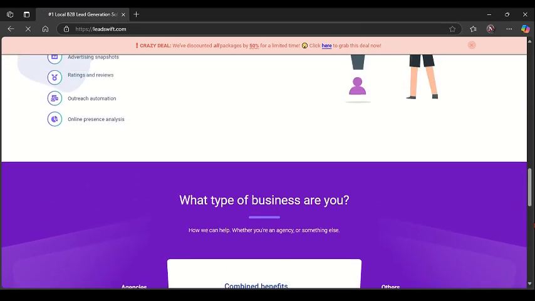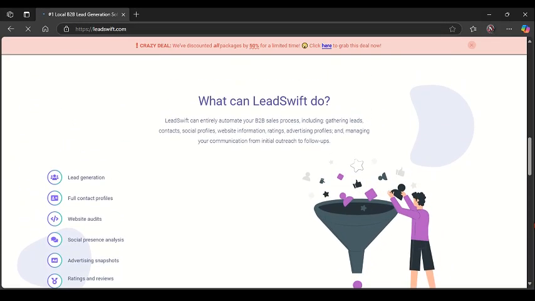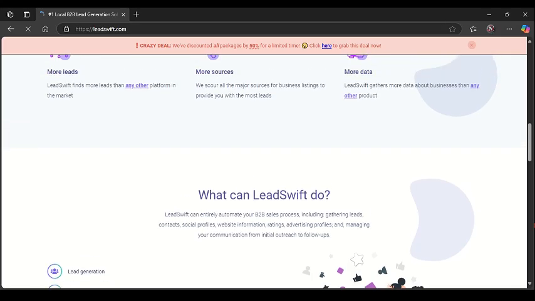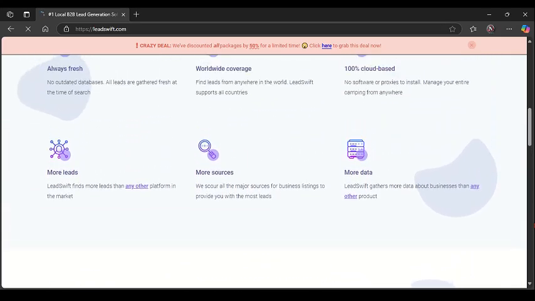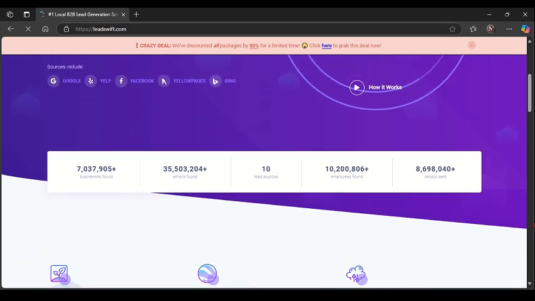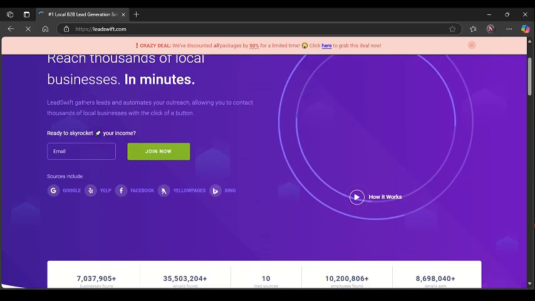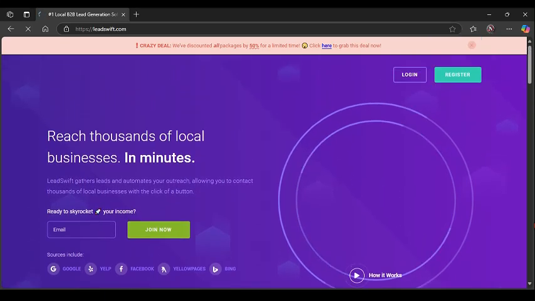LeadSwift is built to help you generate more qualified leads without the usual headache. It helps you connect with potential customers so you can grow your business. It takes the guesswork out of finding leads so you can focus on closing deals. And here's the key benefit about this particular website.